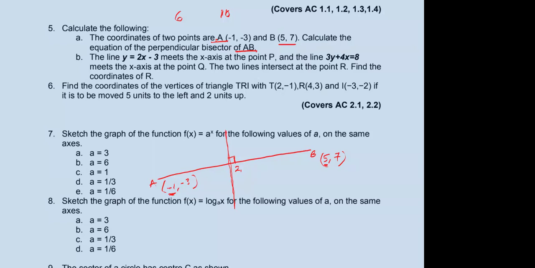So how do you know that? Just add 6 and 10 together. That gives you 16. 16 divided by 2 is 8. Yeah, that's it. So if you want to find the midpoint, that's what you do.